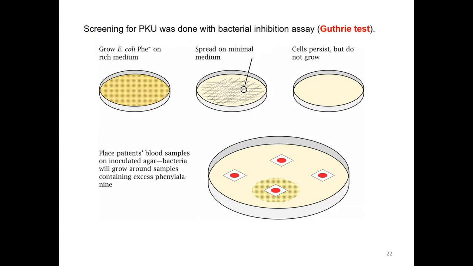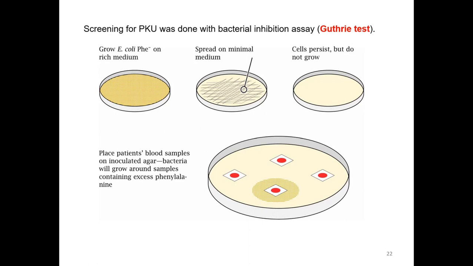So the screening for PKU was originally done with a test called the Guthrie test, which isn't performed anymore, but is interesting. So in the Guthrie test, we need to have a strain of E. coli which is phenylalanine negative, meaning that the strain of E. coli is not able to produce phenylalanine. And we need to supplement the phenylalanine through the growing medium. So we plate the bacteria on an agar plate, and then we supply the bacteria with phenylalanine in the growing medium, and the bacteria will grow and cover the entire dish.